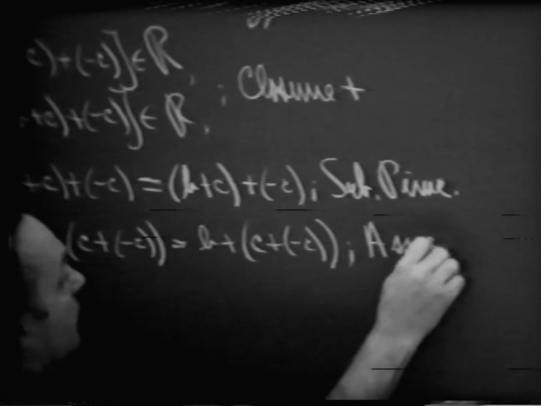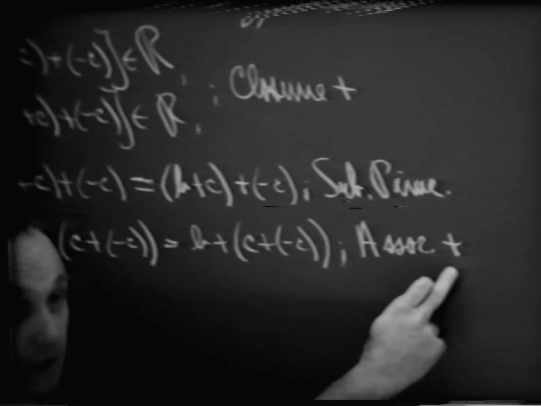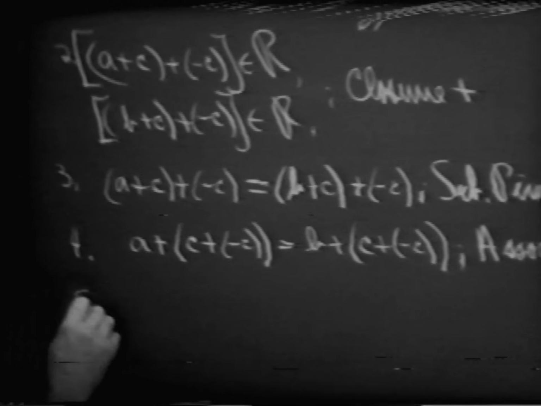Notice here I have some double parentheses. I could have used brackets. And here we have B plus, and then we have C plus the opposite of C. And what is our reason for going from step 3 to step 4, Don? That's our associative property with respect to the operation of addition, again, all right?